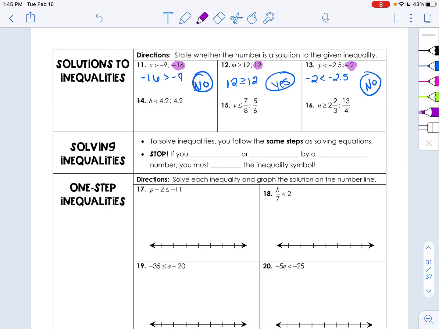Go ahead and highlight 14, 15, and 16. And remember, when comparing fractions, your denominators need to be the same. They need to be equal. Or sometimes when you're comparing those fractions, it might be easier to draw a picture.